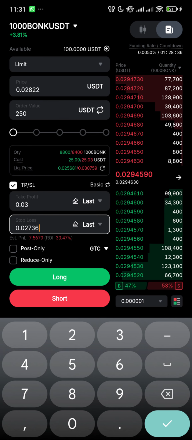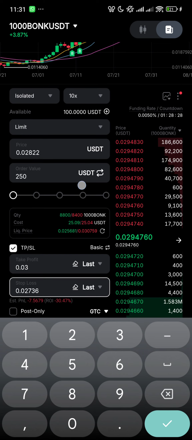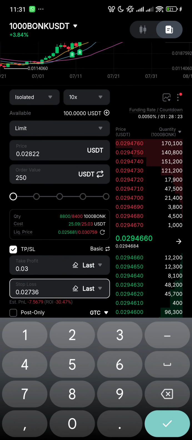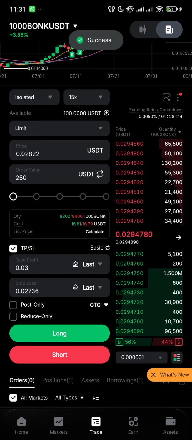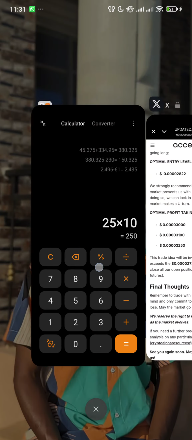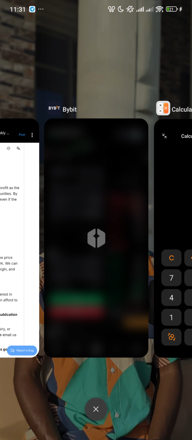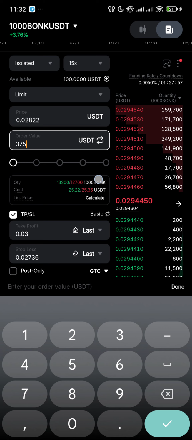Now if I want to incur more than $7, let's say for this whole $25 I'm using to trade, I want to commit it to my loss. You will notice the profit will also be higher. So now let's come to 10x right here. Let's increase it to about 15x. So let's go back to our calculator. Let's say 25 times 15. So I'm using 375. So let's go and use $375. Let's calculate.